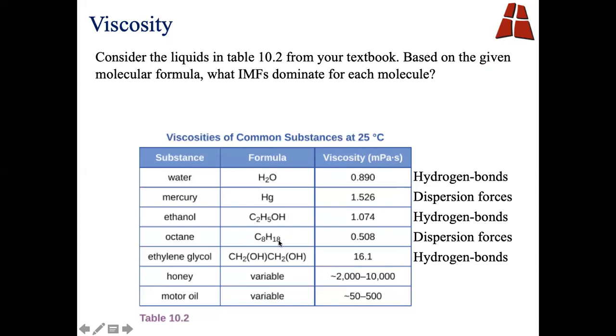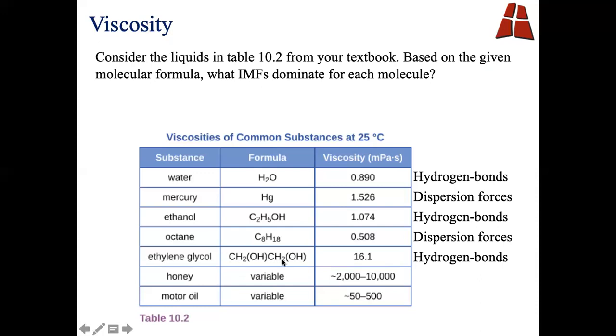Whereas if we compare an even bigger molecule, octane, this is gasoline, because it only has dispersion forces, it has a very low viscosity, even lower than water. Compare that to ethylene glycol. This is essentially antifreeze. If you have something you don't want to freeze, ethylene glycol is what you would add to water so that it doesn't freeze.